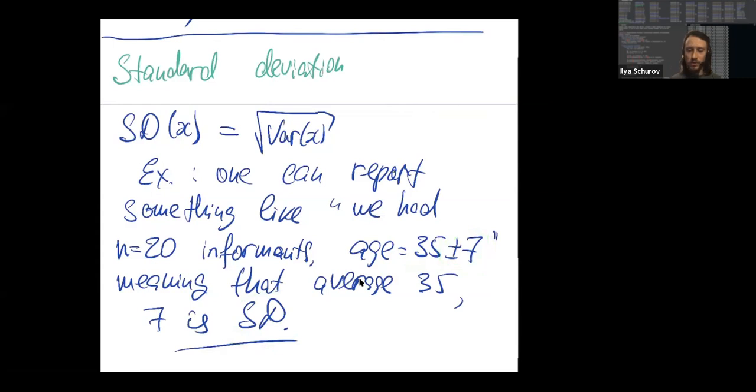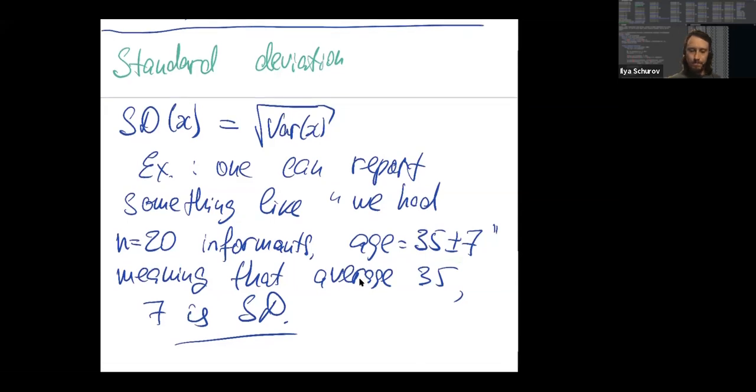And this is not incorrect in the case of standard deviation, because the unit of measurement of standard deviation is the same as the variable itself. So you can theoretically write this plus and minus. This does not make sense. This does make sense.